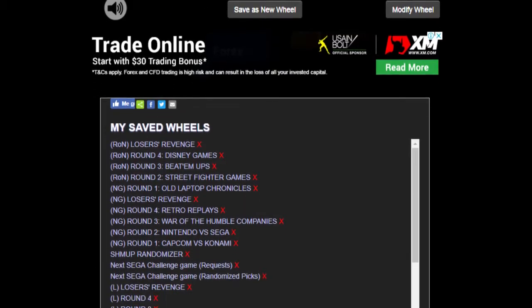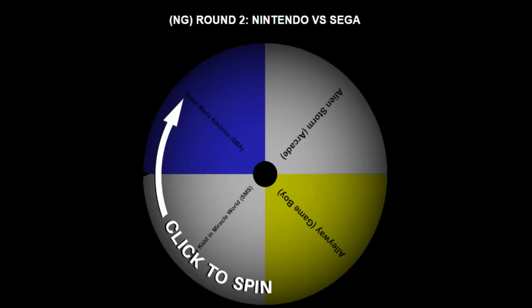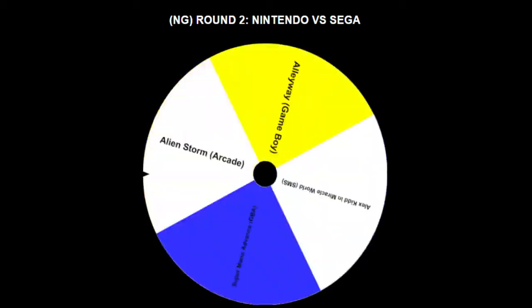So let's see. Round number 2 is going to be Nintendo vs Sega, another classic show that I used to work with back in the day. So we have Super Mario Advance for Game Boy Advance, Alien Storm for the arcade, Alleyway for the Game Boy, that's a Nintendo game by the way, first party, and Alex Kidd in Miracle World for the Sega Master System. So let's get to it and find out the second game.